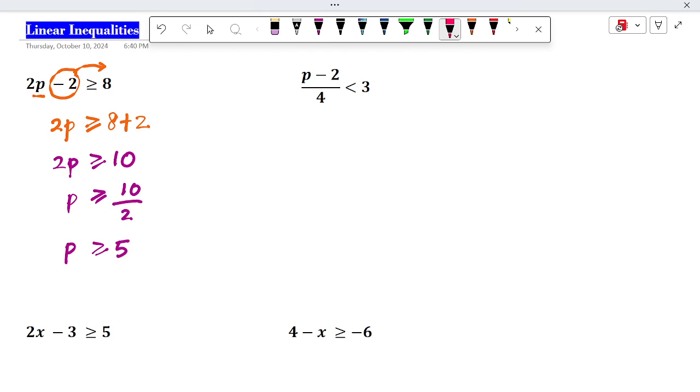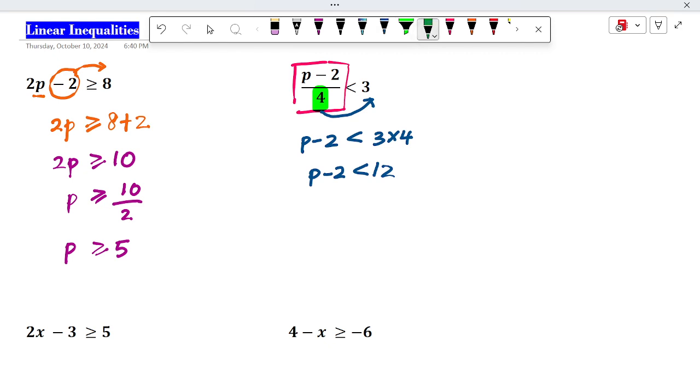Let's go to the second one, which is next to it. For this fraction given here, always the first number to shift is your denominator. So 4 you shift here, it will become times 3 times 4. So p minus 2 less than 12. -2 you shift on the right side will give you +2, 12 plus 2, where your final answer will be p less than 14.